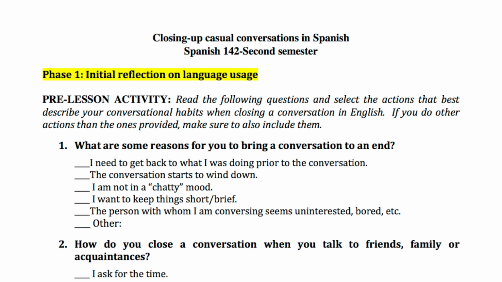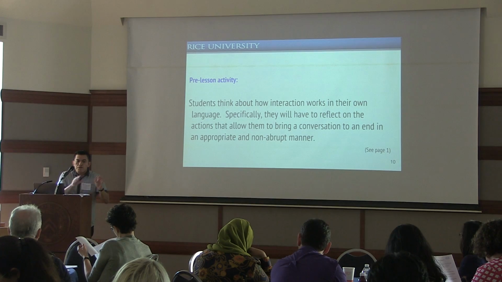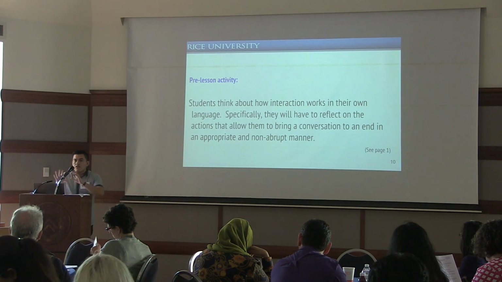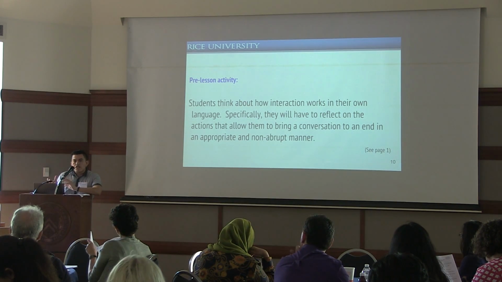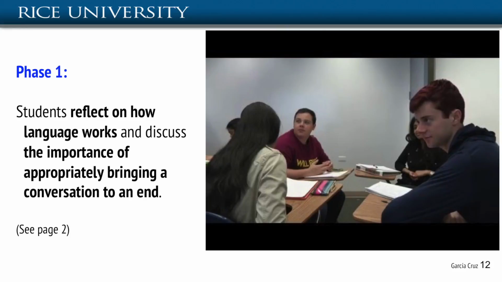And I also provide them with space so that they can write other actions that they do when closing a conversation. Number two, how do they close a conversation when they talk to friends, family, or acquaintances? And they also get to select. So the idea is that here I am focusing their attention on closing conversations, but casual or informal conversations with friends, family, or acquaintances.